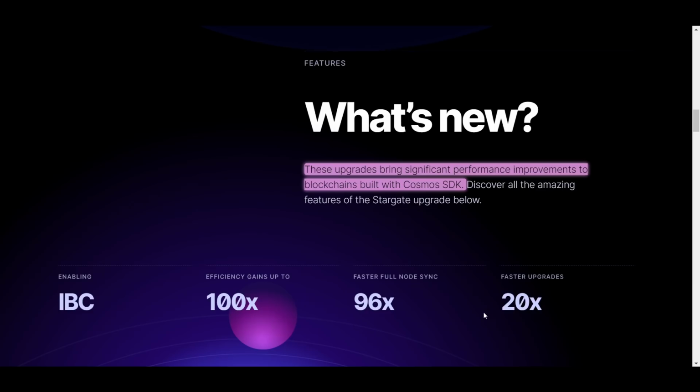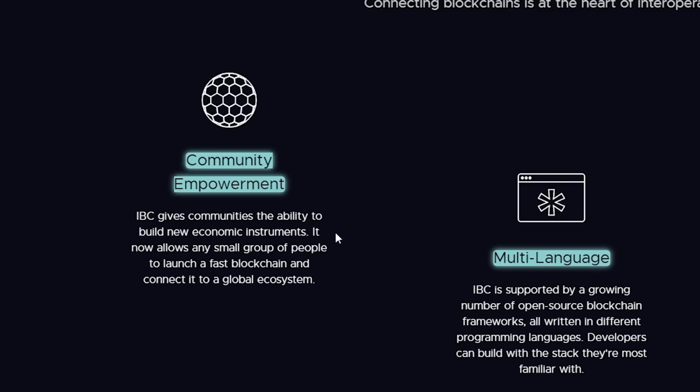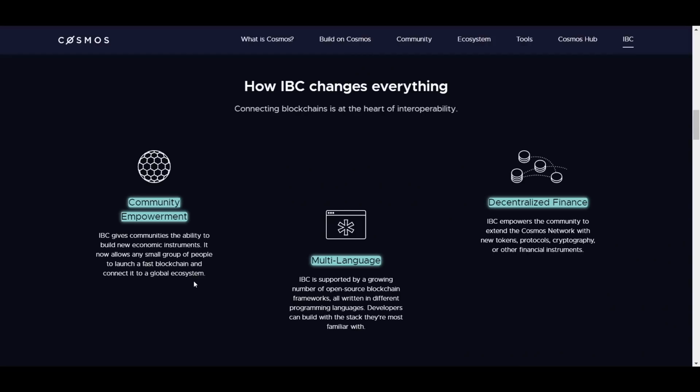The upgrades not only make the blockchains built on Cosmos faster, but also expand the possibilities of what they can be used for. First of all, it gives communities the ability to build new economic instruments, and now allows any small group of people to launch a fast blockchain and connect it to a global ecosystem. This is truly a huge step towards providing global access to blockchain technology.